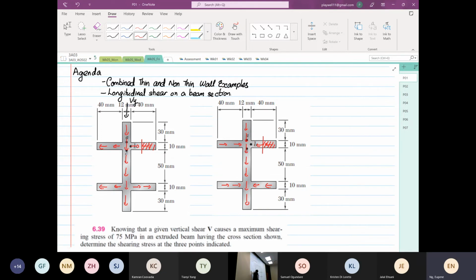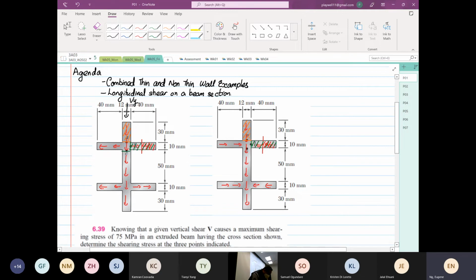Now, a question for you. If we want to look at stresses at point A, the area we have to consider for point A is this area. Agree? On the other side, it's also for point A. If we want to look at point B, this is for point B, the green. So both designs give the same point B.